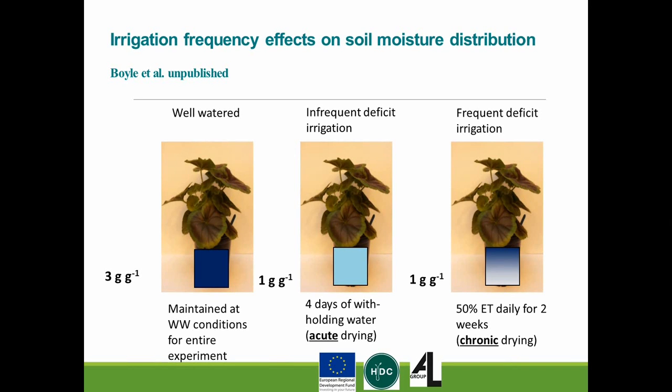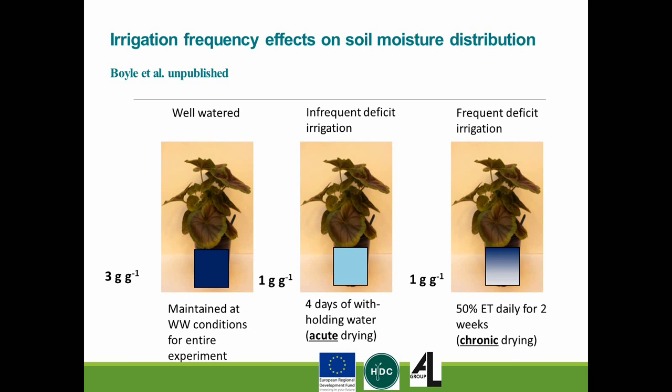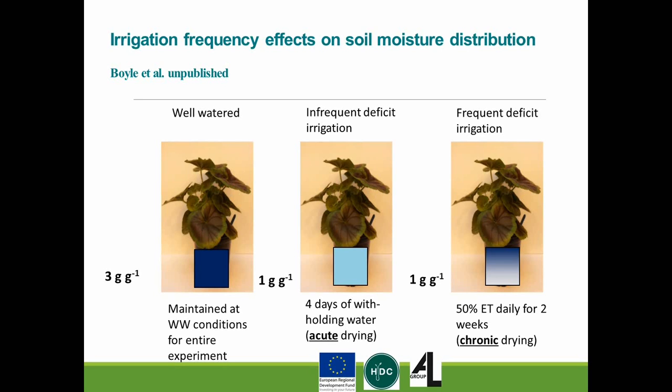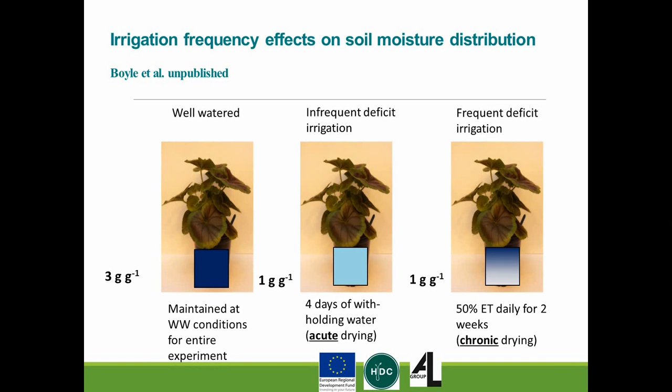But with this regular re-watering of the pots, with our sustained frequent deficit irrigation, we can see that we are getting a high water content in the upper part of the soil profile and yet depletion of soil moisture in the lower part of the soil profile. So, if you like, a reverse of the vertical partial root zone drying treatments that I introduced to you earlier.